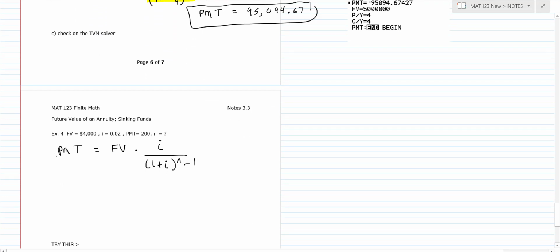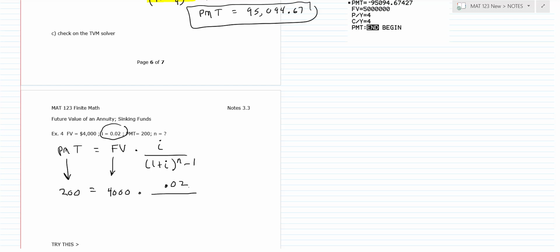Okay, so the payment is $200. So we'll just start off by plugging in the 200. The future value is 4,000. That's given. Okay, and then we have the interest. Now the interest I gave you. Okay, I didn't tell you the compounding, so you just plug it in. Okay, the difference in this problem is I'm not saying like 2% compounded monthly. It's already figured out for you. Then the denominator, you would have 1 plus 0.02 to the n power, and then minus 1. So that's the setup right there.